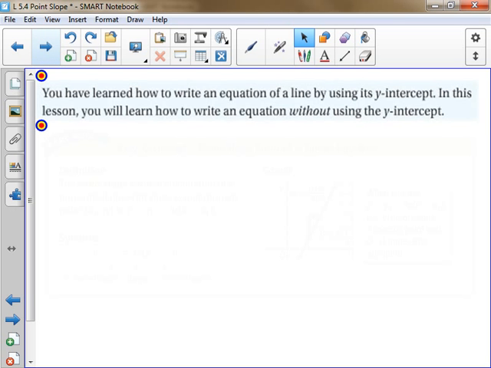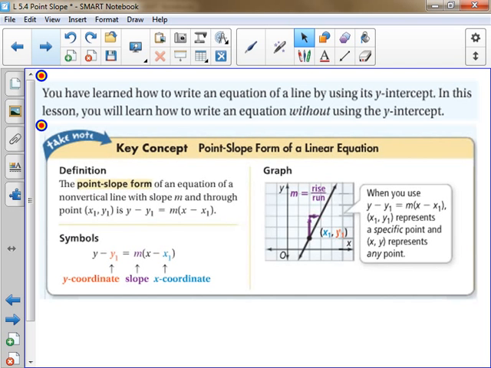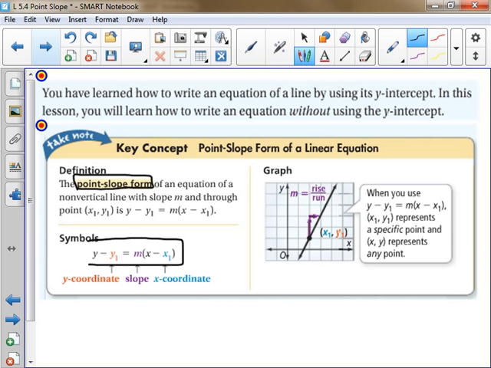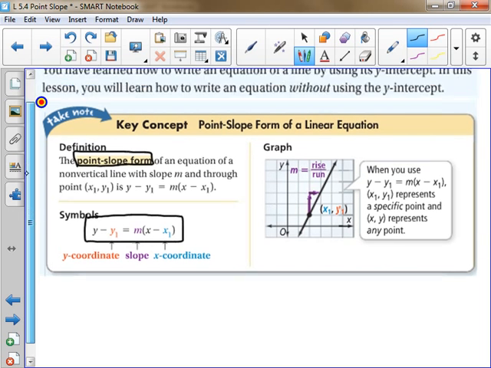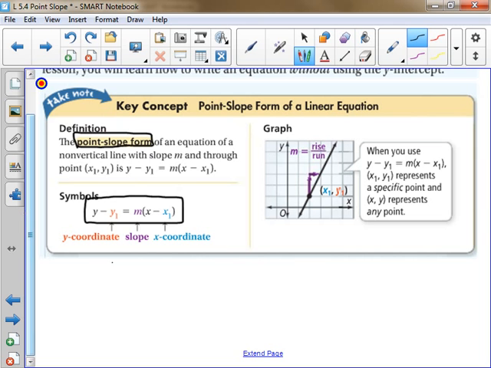Alright, well, so far you've learned how to write an equation of a line by using its y-intercept, and in this lesson you're going to learn how to write an equation without using the y-intercept. And you're going to do that using a form called the point-slope form. Here it is. So if you're taking good notes, you're going to write down point-slope form, and then all you need to do is copy this equation that I'm putting a box around. Now, I've noticed on the videos sometimes it's difficult to see, so I'll write it bigger.